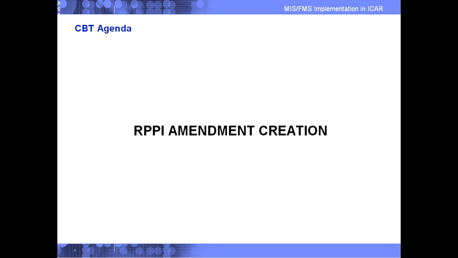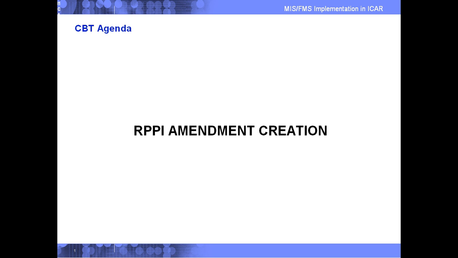Good day everyone. In this CBT we will learn how to create an RPP1 amendment. Once an RPP1 is created by the PI and finally approved by all the relevant approving authorities, you cannot update the RPP1 document. So if there is any change in the scope of your project, or you have to make any changes in the project, you cannot make those changes in the RPP1 document. You have to create an amendment.